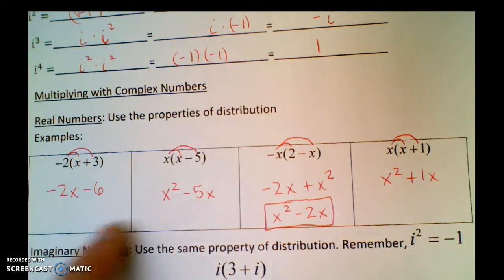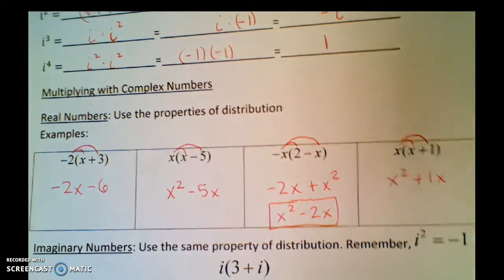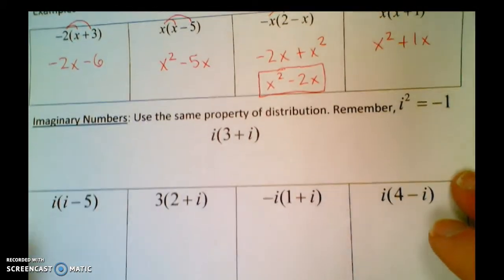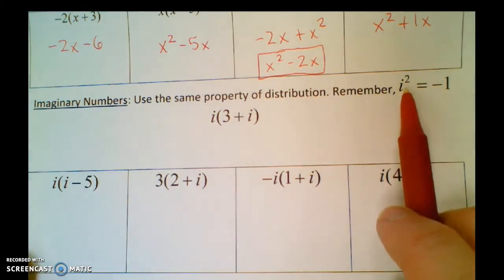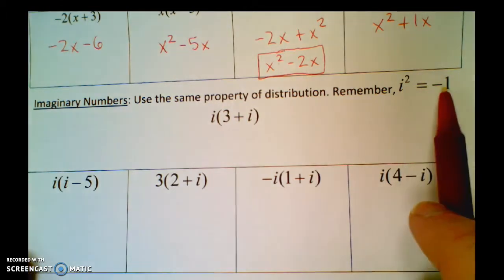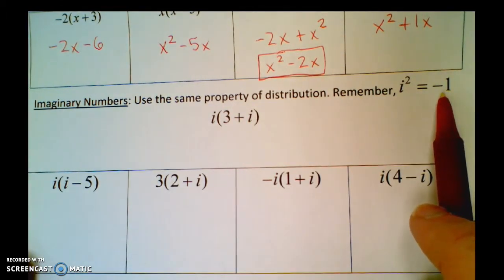So we're used to doing this in the real numbers. Now we're going to apply it to the imaginary numbers. And the same rules apply with distribution. You have to distribute the term to both the things inside the parentheses. What's different now is when you see an i squared, you can automatically turn that into -1. That is the only thing that's different about multiplying with imaginary numbers.